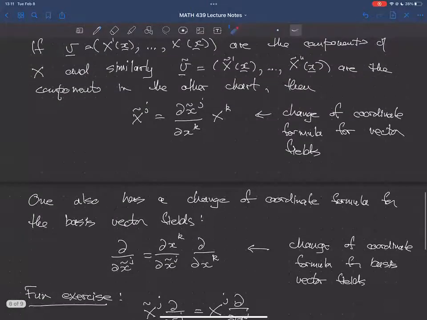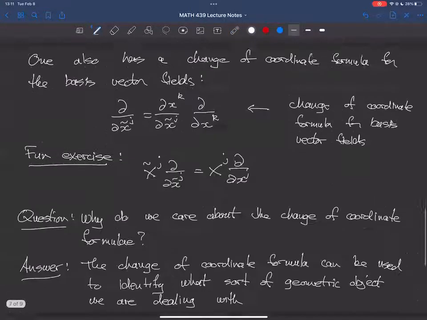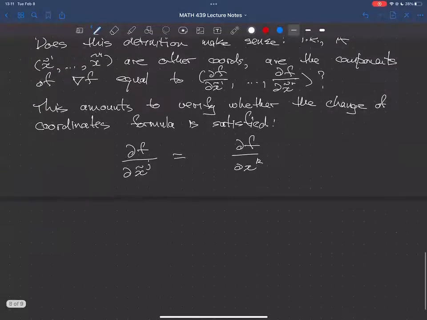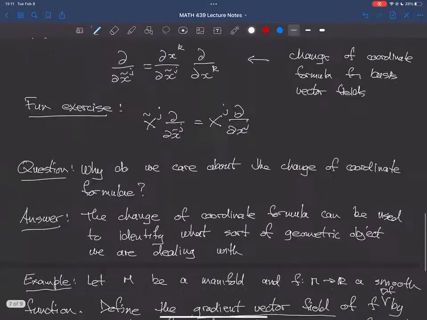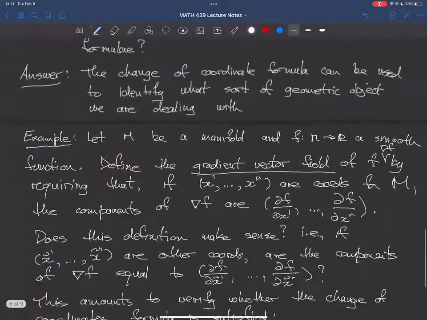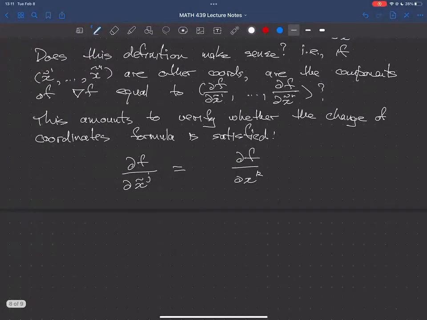Right, and then the proper formula here. So this is df by dx tilde. This is df by dx. So that should be the thing that connects those two expressions if it's a vector field. Let me make sure I get the indices in the right place, not that it really matters because the formula is wrong.